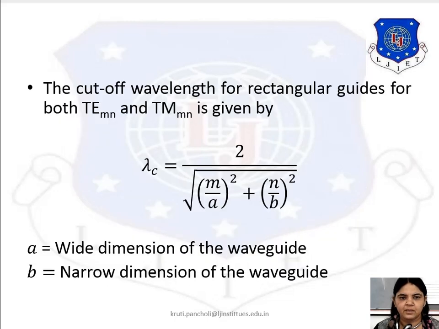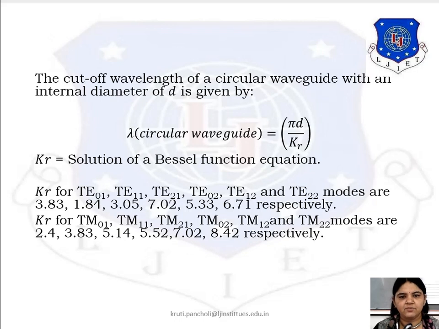For a particular mode to sustain, the wavelength corresponding to the signal frequency must be less than the cutoff wavelength for that mode. The cutoff wavelength for a rectangular waveguide for TE and TM mode is given by lambda c equal to 2 upon square root of (m by a) whole square plus (n by b) whole square. a is the wide dimension of the waveguide and b is the narrow dimension. The cutoff wavelength for the circular waveguide with internal diameter d is given by lambda c equal to pi d upon kr. We discussed this in the last lecture.